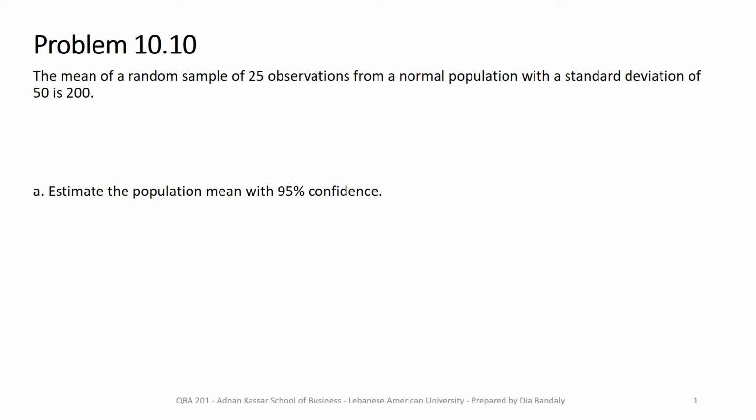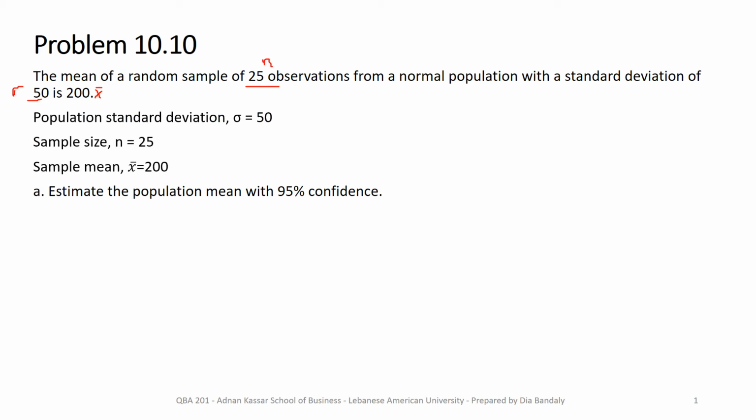So here what we have is the mean of a random sample of 25 observations. So this is our n, of a normal population with a standard deviation of 50. So we know that this is sigma, all right, and the mean is 200. This is the mean, so this is x bar. All right, so let's note these down. Here we go. This is what we have just read in the first paragraph.